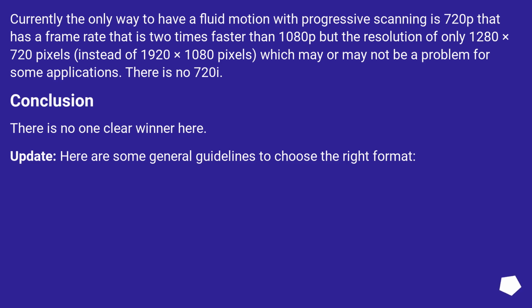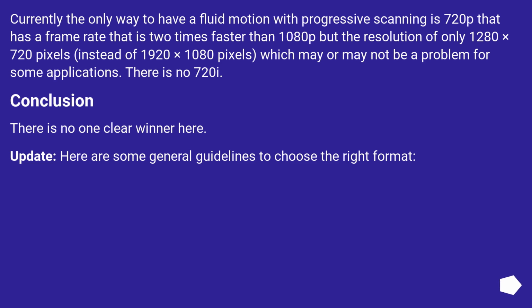Currently, the only way to have a fluid motion with progressive scanning is 720p that has a frame rate that is 2 times faster than 1080p but the resolution of only 1280 x 720 pixels, instead of 1920 x 1080 pixels, which may or may not be a problem for some applications. There is no 720i. Conclusion: there is no one clear winner here.